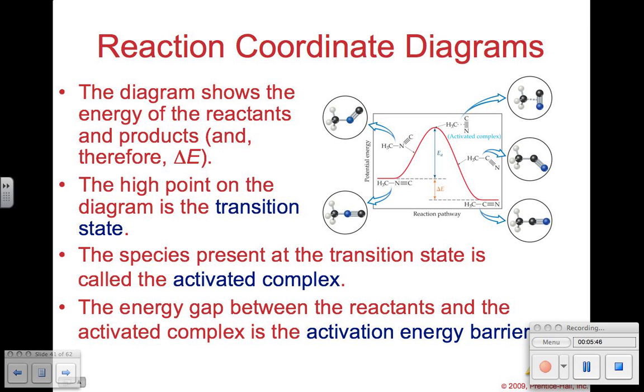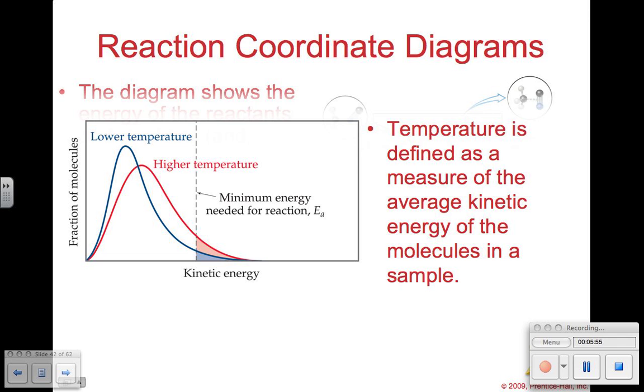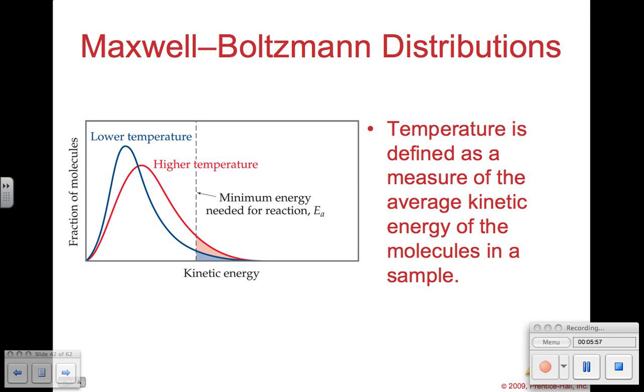And that middle point, the top of the activation energy, is what is known as the transition state. So as the molecule is changing, or when molecules are colliding together to form something new, that's a transition state up at the top at the activation energy. The species present at the transition state is called the activated complex. So this is some new vocab that you're working with. And the energy gap between the reactants and the activated complex is known as the activation energy barrier that you have to meet or exceed to get the products that you want.